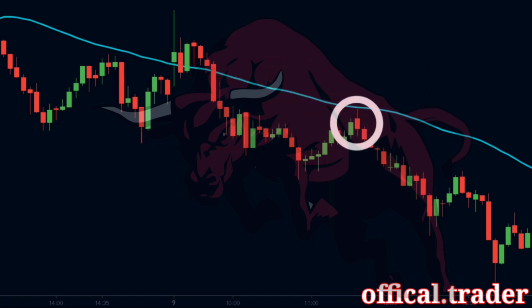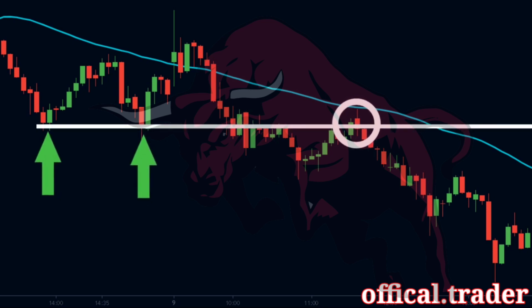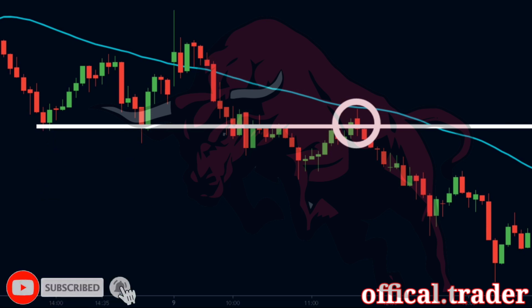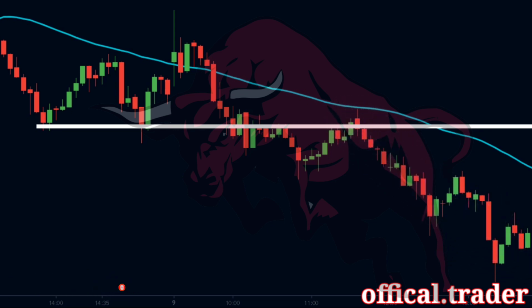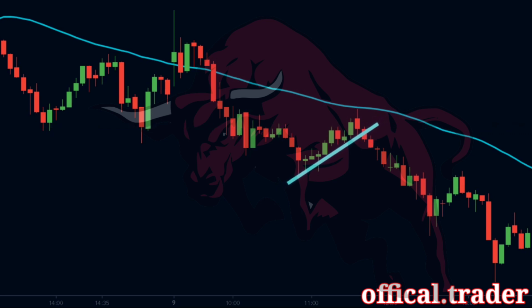Here we see that the price has made a pullback and has come close to the moving average. The price is also at a major resistance level that has acted as a support in the past. There is a high probability that the price could reverse from this area and continue the downtrend. Hence, we create a short-term trend line and wait for the break of the trend line to initiate a short trade.